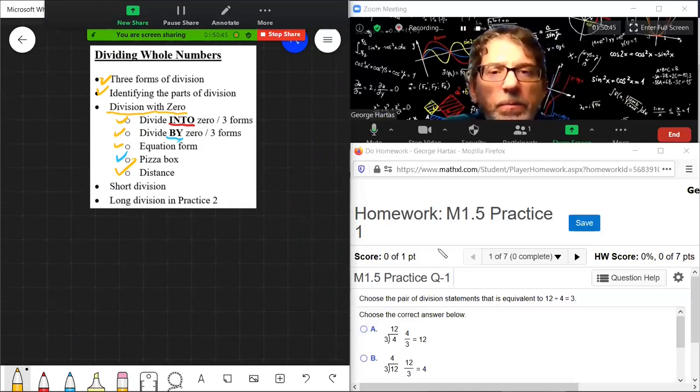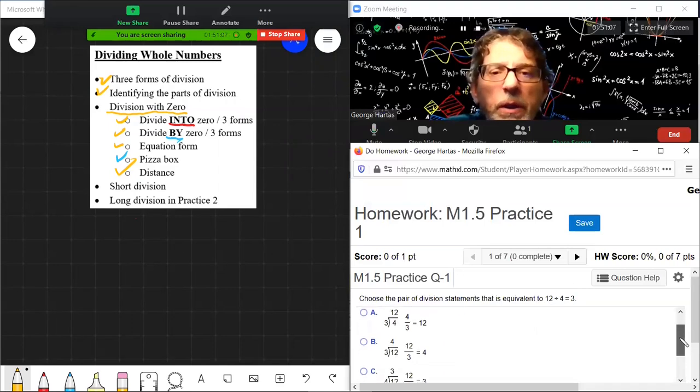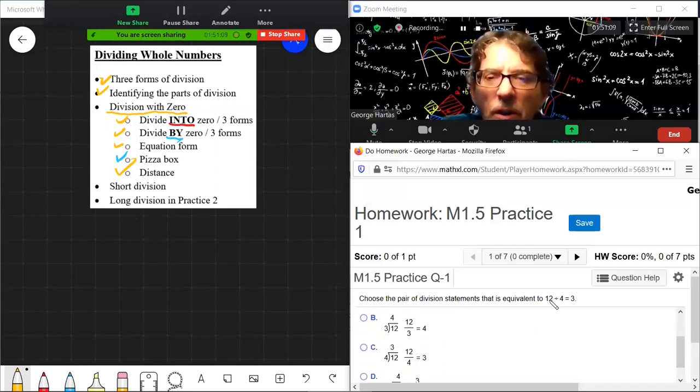All right, so here we go. Choose the pair of division statements that is equivalent to 12 divided by 4 equals 3. Could it be A, 12 divided by 4? No, because this is the dividend. This should be in the box. I don't see 12 in the box. Nope, that's not it. Next, let's go to B. 12 is the dividend. It should be in the box. Is it? It is. Divided by 4. This is the divisor. This should be outside the box to the left. Is it? Nope. Next.